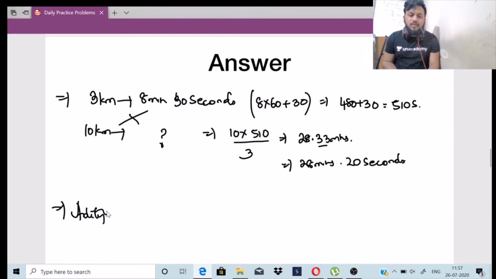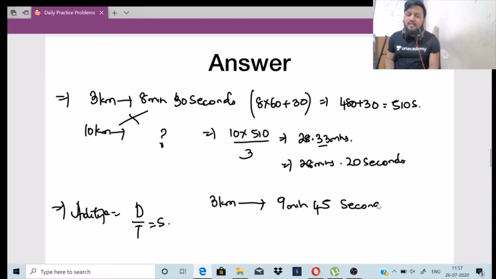Aditya. So how do we find this? We know that distance divided by time equals speed. So for Adi's 3 kilometer route, how much time does Adi take to cover the whole thing? Adi takes 9 minutes 45 seconds to cover this whole route, right?